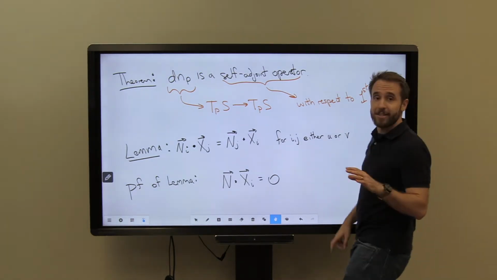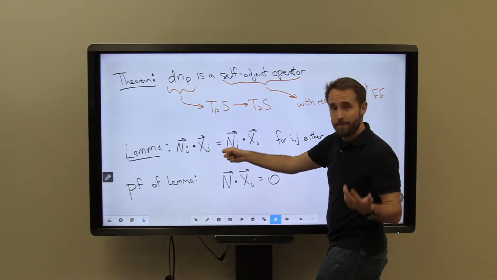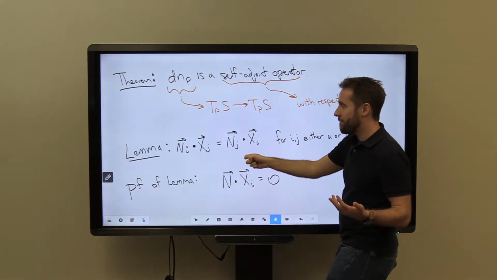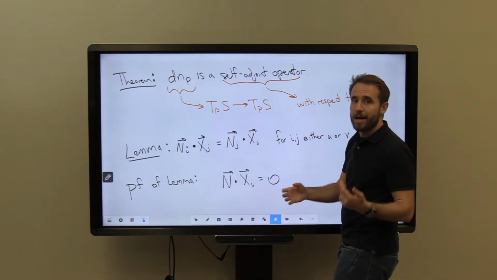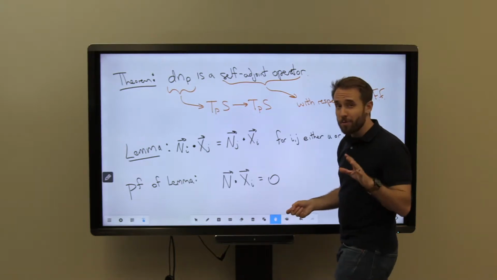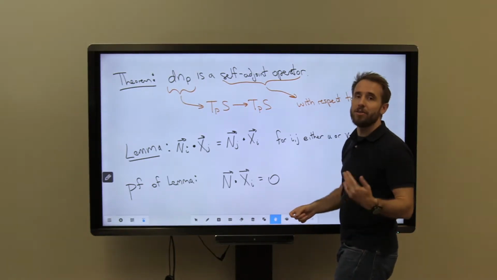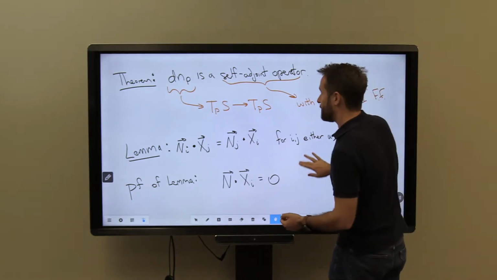So in other words, we could say, for example, that n sub u dotted with x sub v would equal n sub v dotted with x sub u, or any one of the other 4 combinations, filling in for i and j. So we want to prove this lemma, which we can then use to go on and prove the theorem. So what is the proof of this lemma?